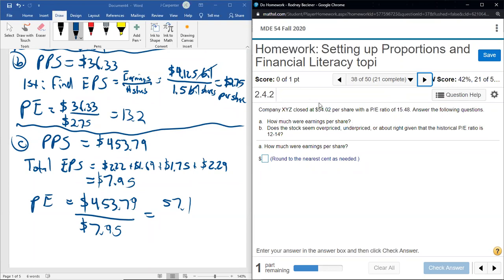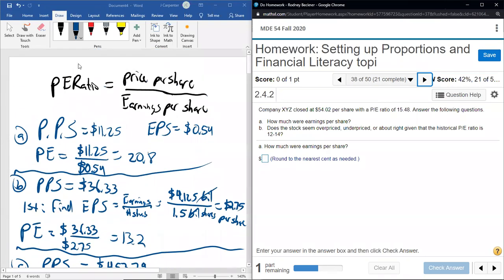And let's just focus on one question at a time. How much were the earnings per share? So we're looking for the EPS. Now remember, PE ratio is the ratio of price per share to earnings per share. They actually gave us the PE ratio, though, of 15.48. That does not go in the top. That does not go in the bottom. It's the number that it's equal to.